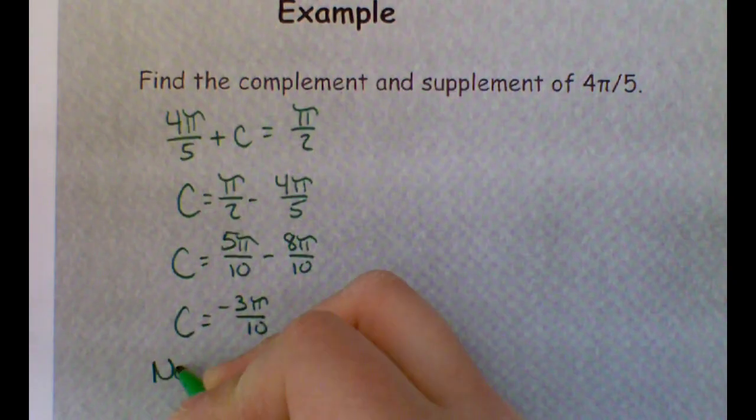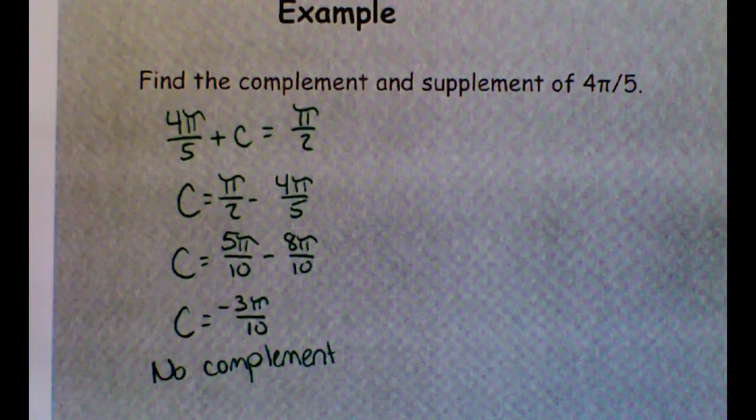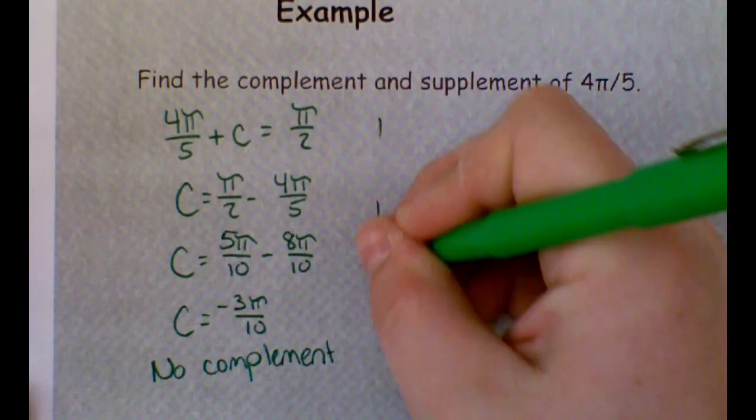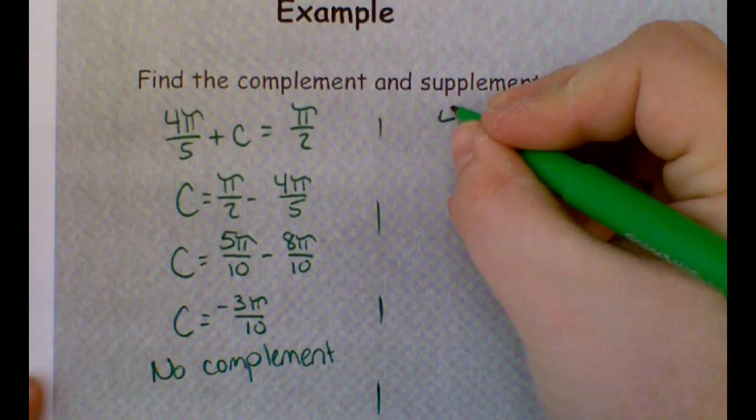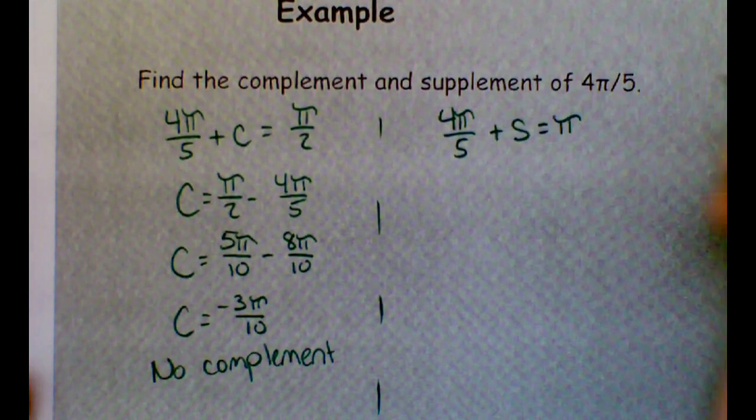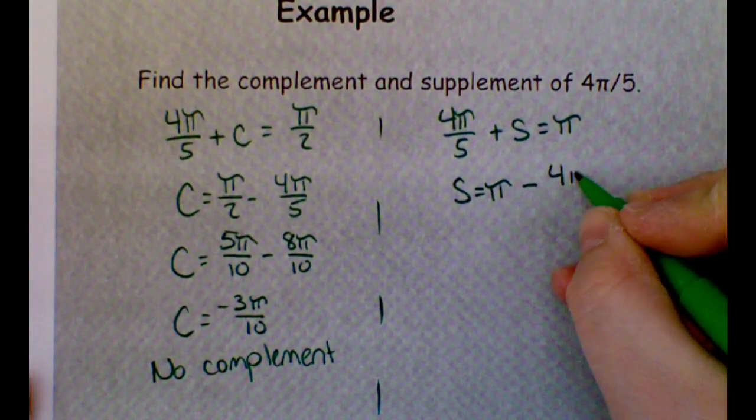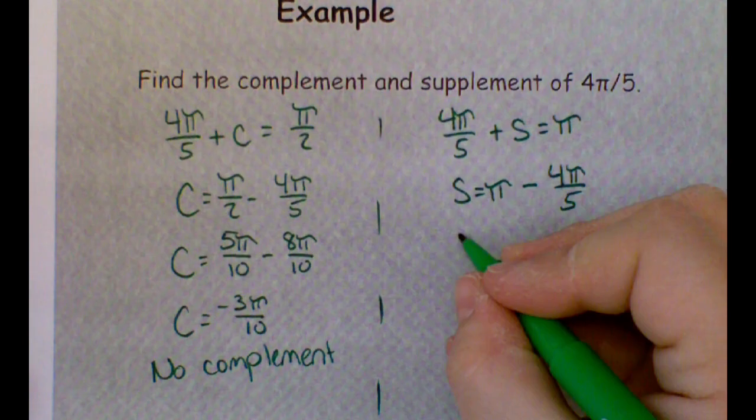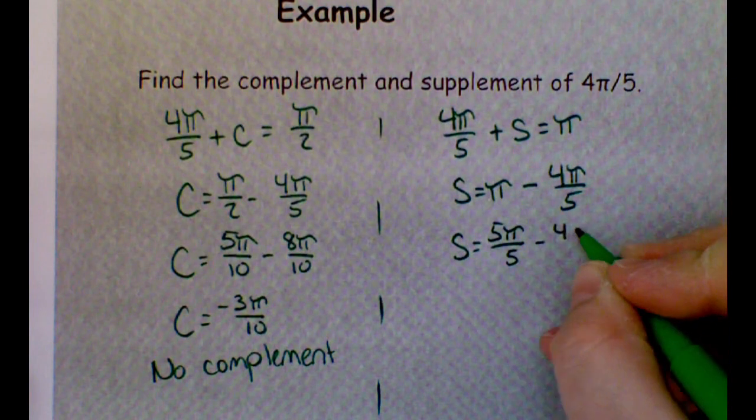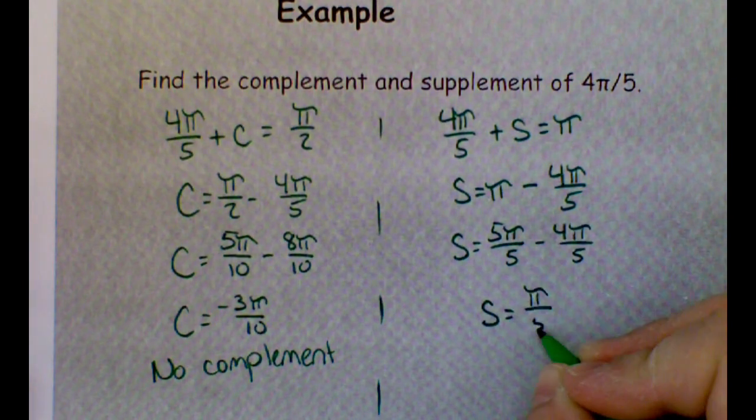But technically that means there's no complement. If the complement has to be a negative value, then there's no way that it actually adds up correctly. For our supplement though, 4 pi over 5 plus s equals pi. Same thing, s equals pi minus 4 pi over 5. Get a common denominator, 5 pi over 5 minus 4 pi over 5. Our supplement is pi over 5.